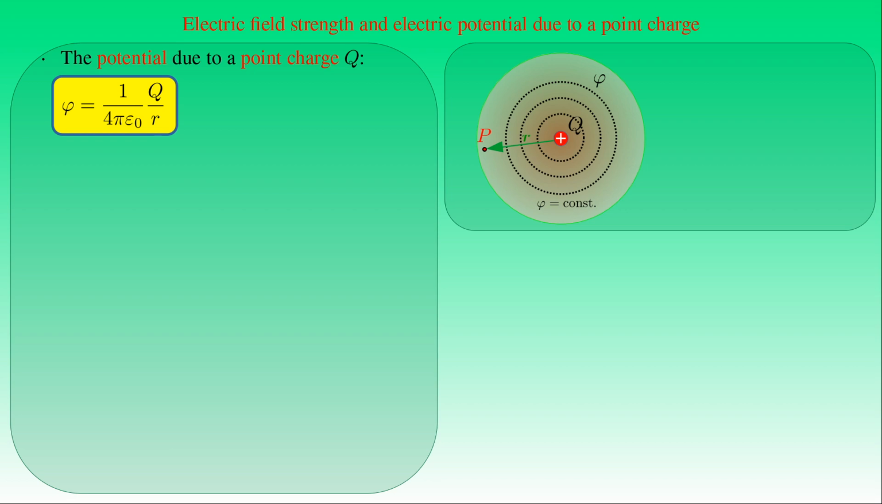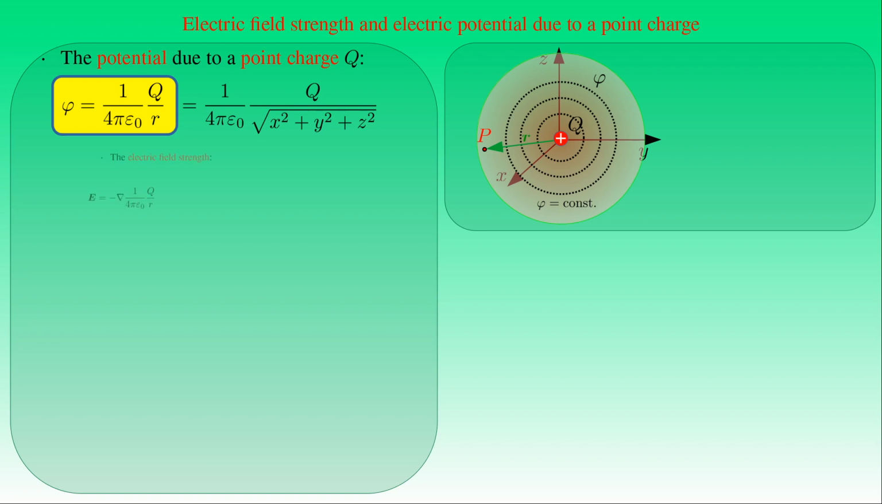For such a symmetry, the equipotential surfaces are concentric spheres with the centers at the point charge. If we attach the origin of a Cartesian coordinate system to the point charge q, we can write the distance r between the point P and the point charge q as the square root of the sum of the squares of the Cartesian coordinates x, y and z, and compute the gradient of the potential in Cartesian coordinates.